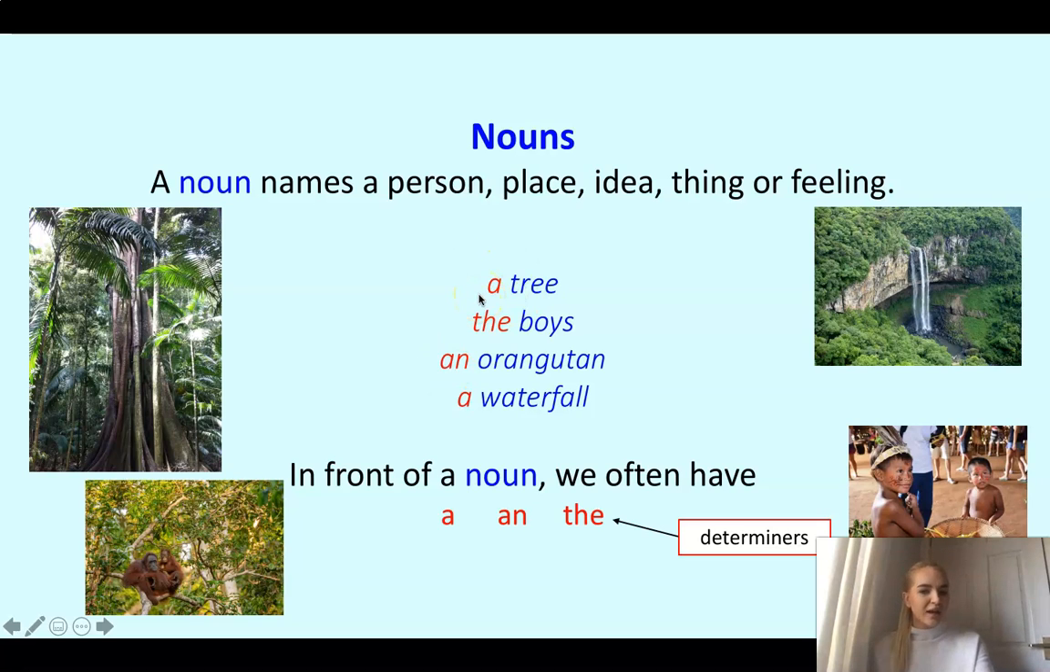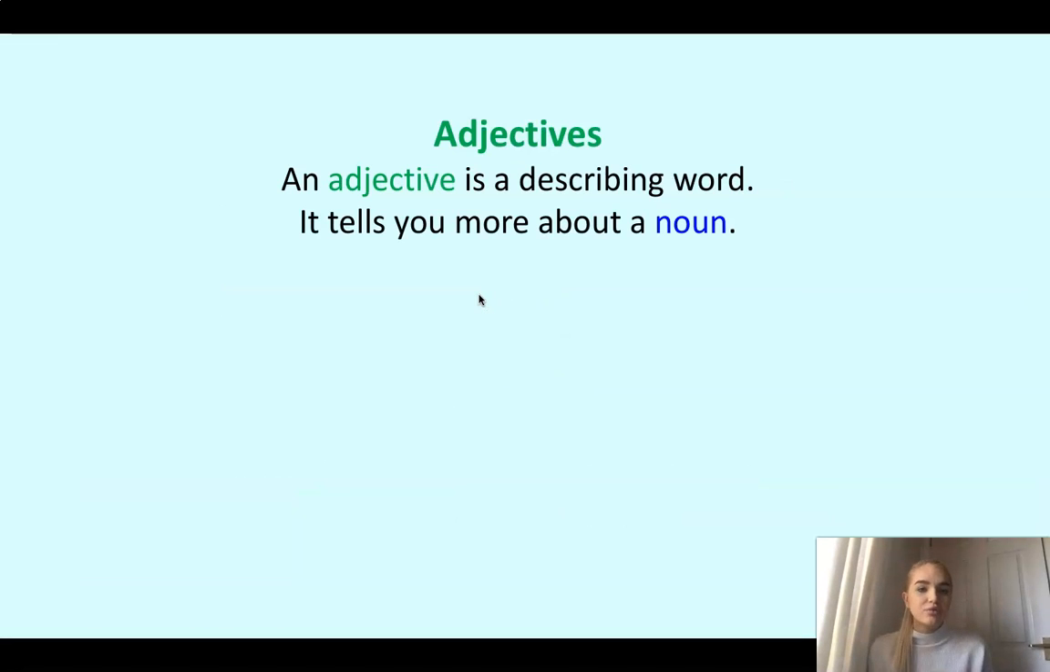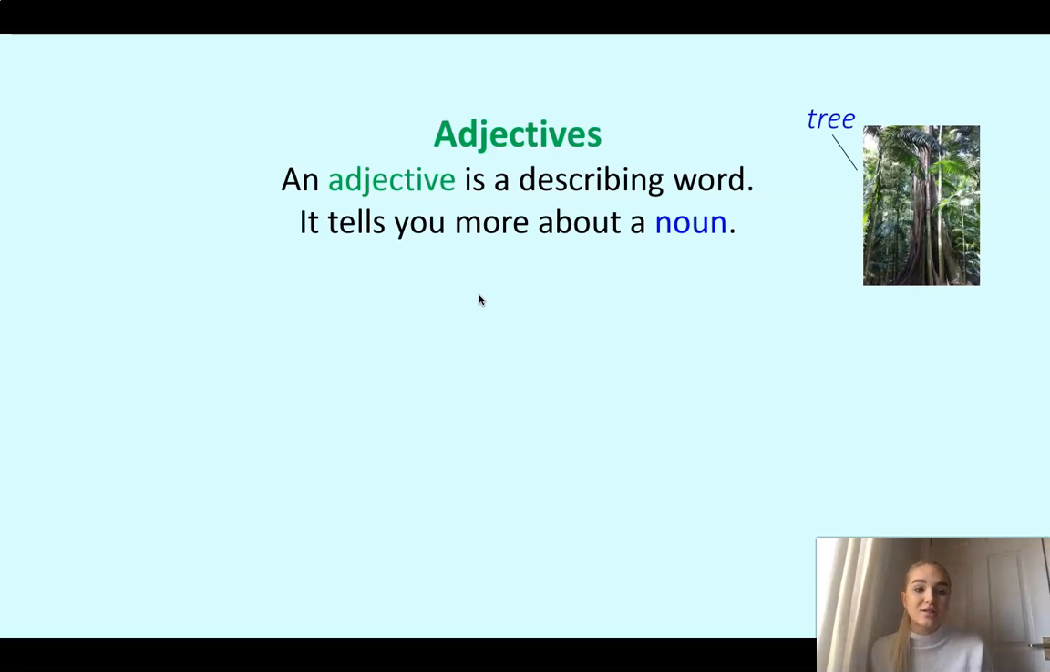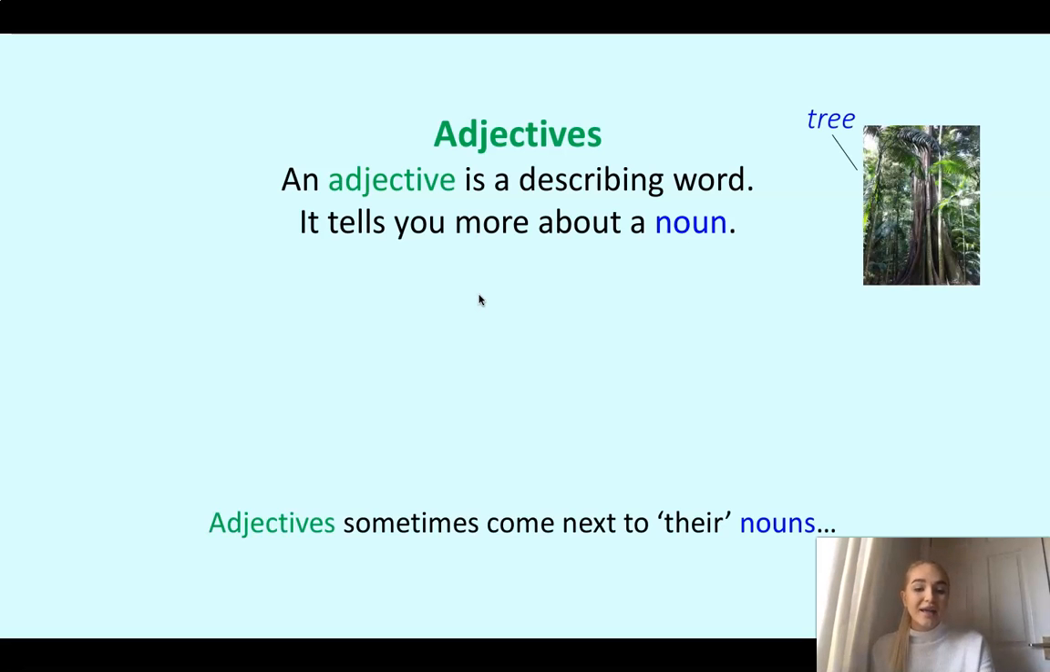Fantastic. So now we're clear on what a noun is. We can use adjectives to describe and tell you more about a noun because adjectives are describing words. So if we had a tree, we could describe this tree as a tall tree.